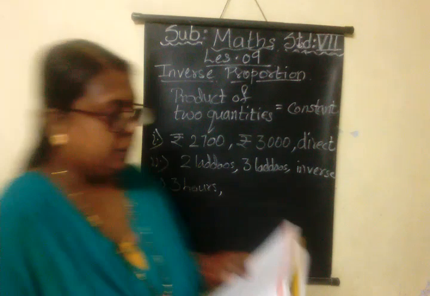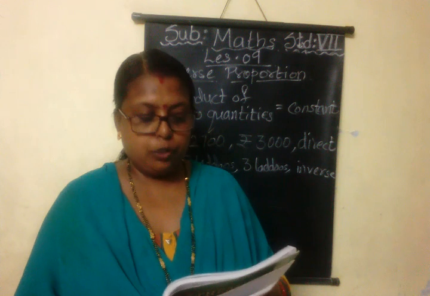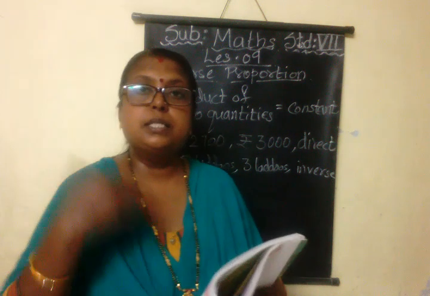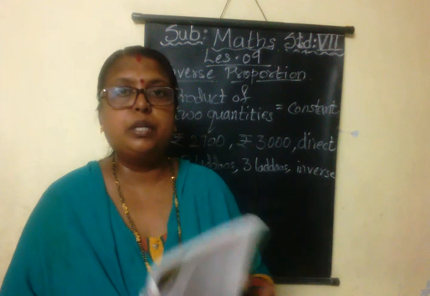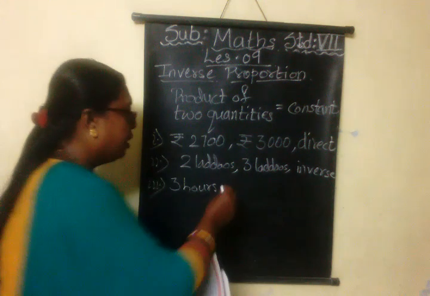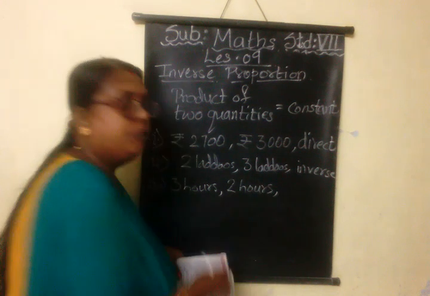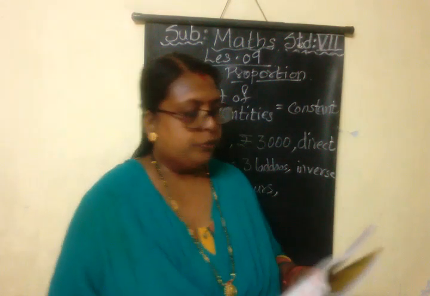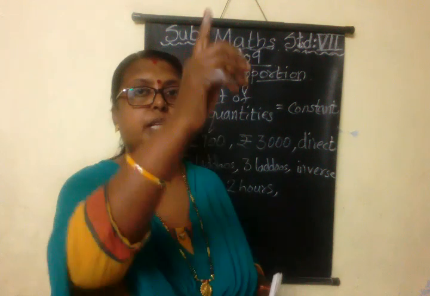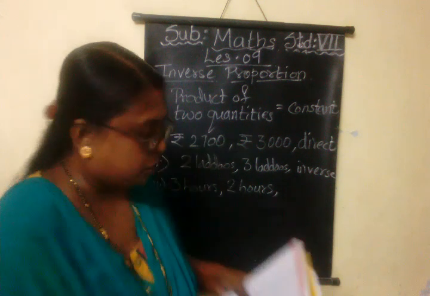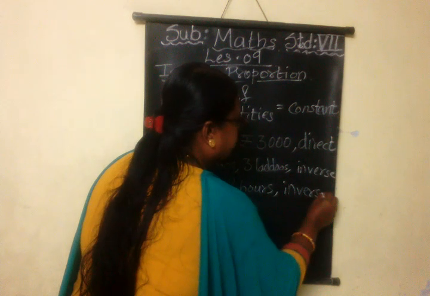Okay. Then on the return trip, the speed was 60 km per hour. Therefore, it took how many hours? The speed is increased, so the time gets reduced. 60 times how many is 120? 2 times. So only 2 hours it will take to return with the speed of 60 km per hour. So the speed of the bus and the time it takes are in which proportion? One quantity increases, the other one decreases. So it is an example of inverse proportion.